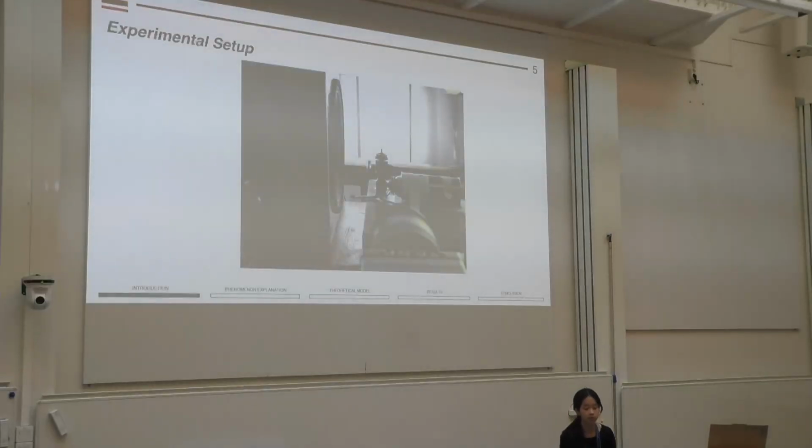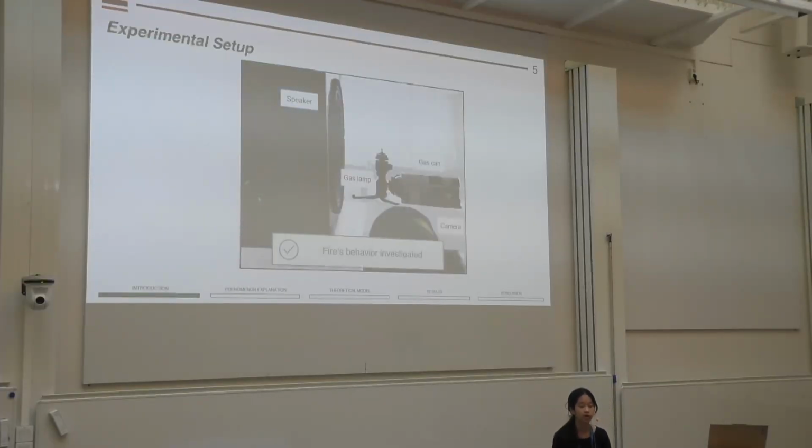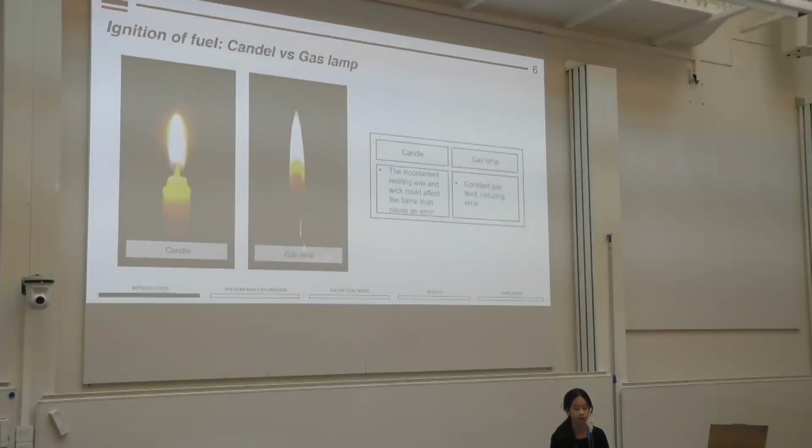Now we have the experimental setup for fire, in which initially we have a butane gas can, a gas lamp, a speaker, as well as a camera. Through this, the fire's behavior was investigated. Now here's the initial fuel. We utilized a gas lamp because a candle has quite inconsistent melting wax, which could cause instabilities. Therefore, we utilized a gas lamp, which has a more constant gas feed, reducing error.